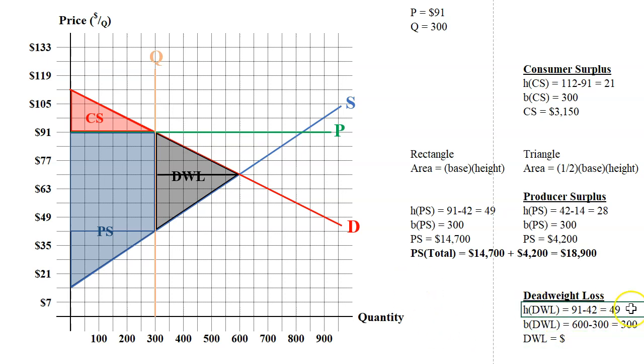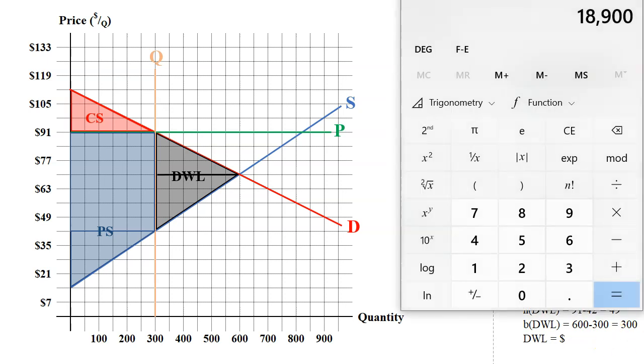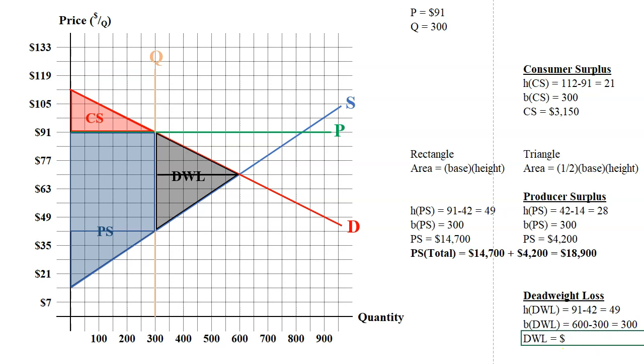So the height is 49, the base is 300. All we have to do now is 1/2 base times height. 1/2, base is 300, height is 49. And so we're going to go here, and we're going to do 0.5 times base is 300 times height is 49, and that is 7,350. So the deadweight loss is $7,350, okay? And that is how you calculate deadweight loss, okay? All right, so that's it.